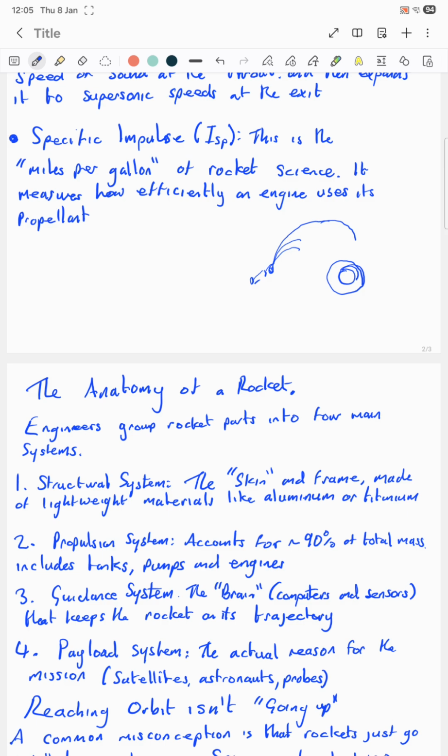And about the nozzle, which you would have seen at the bottom of the rockets, they kind of pinch the fuel as it's coming out.